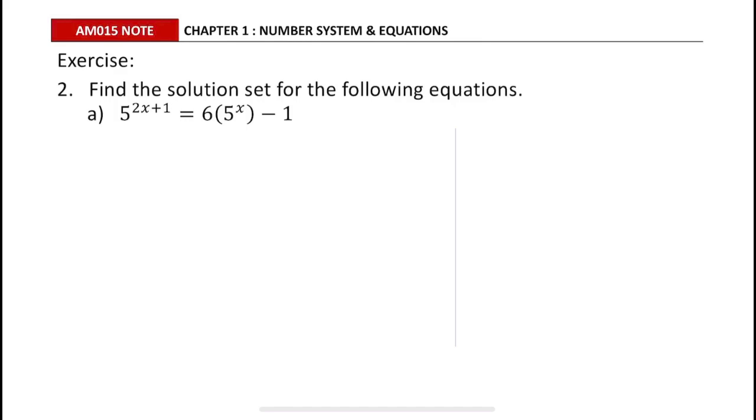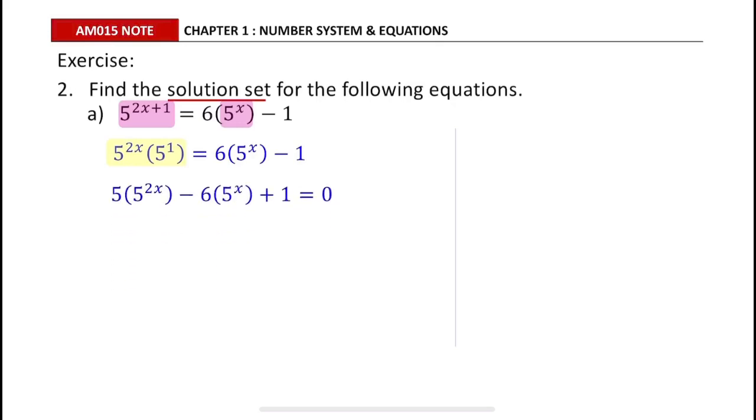Question 2 is find the solution set for the following equations. Solution set means your answer must be in curly bracket. In this question, the indices are 5 to the power of 2x plus 1 and 5 to the power of x, where both are of the same base. So, we can directly apply the multiplication rule where 5 to the power of 2x plus 1 is equals to 5 to the power of 2x multiplied by 5 to the power of 1.